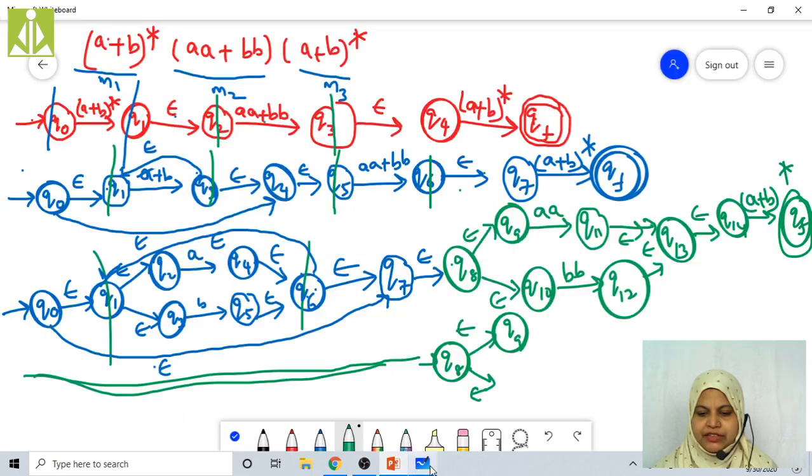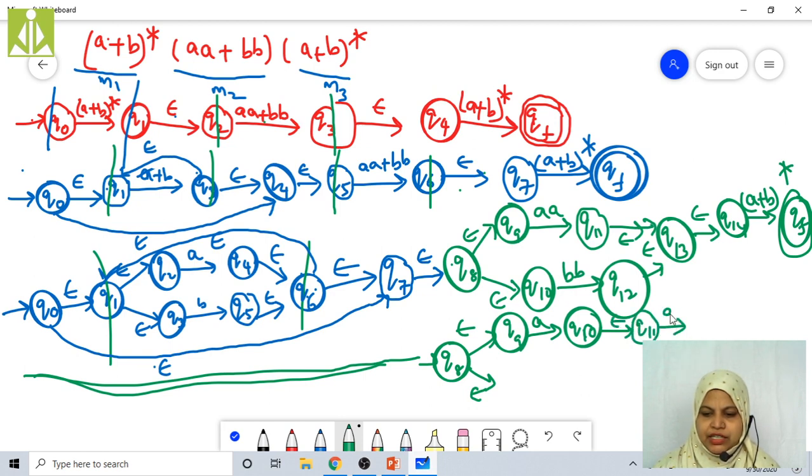So directly we are going to write here Q9 A, Q10 epsilon, Q11 A, Q12. Right, from these two, up to here completed. Then followed by the epsilon Q13.